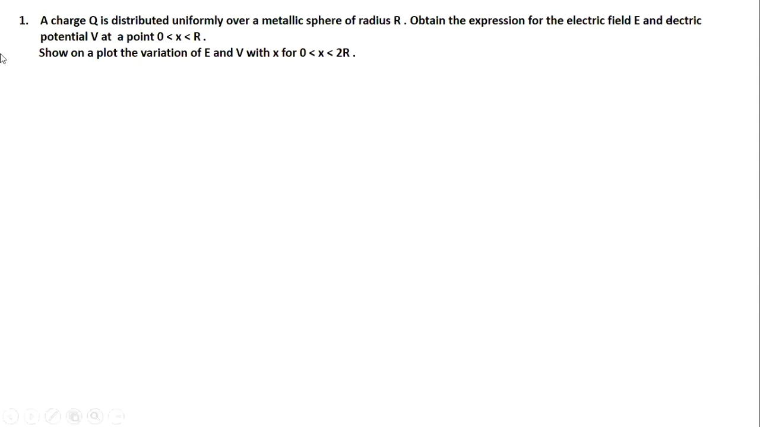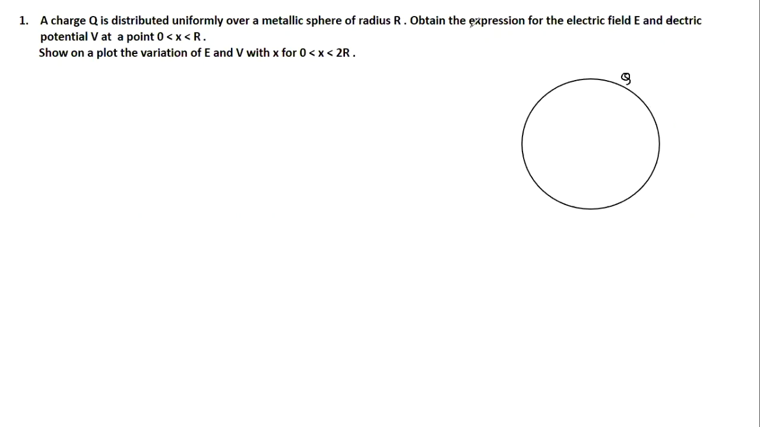So this is our first question. Now it is said that you're having a charge Q. A charge Q is uniformly distributed over a metallic sphere. Okay, so let's just consider a metallic sphere. This is my metallic sphere, and it is given a certain charge. So let's say that you have given a charge Q to this sphere.